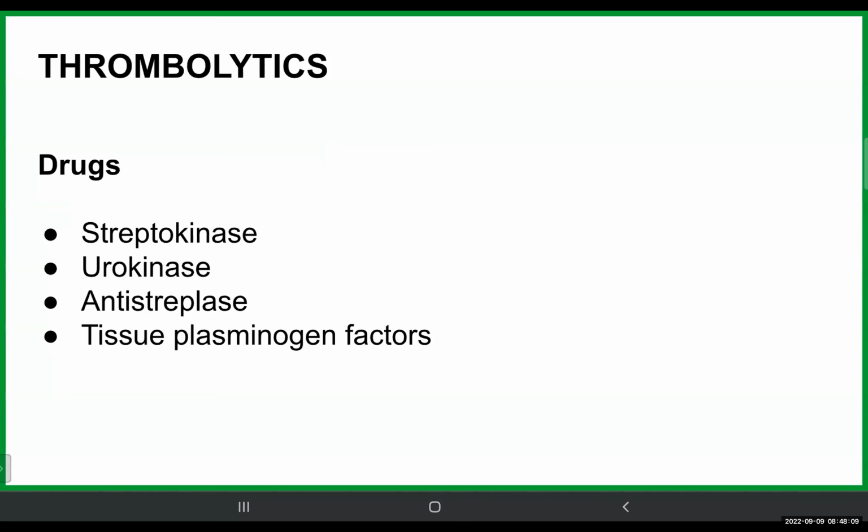Now come to thrombolytics. We have streptokinase, urokinase, anistreplase, and tissue plasminogen activators like alteplase, reteplase, and tenecteplase. Streptokinase is a streptococcal exotoxin from beta hemolytic streptococci group C. It acts by combining with the circulating plasminogen, forming a stable complex, which then converts the uncomplexed plasminogen to active plasmin, which causes hydrolysis of the fibrin plugs.